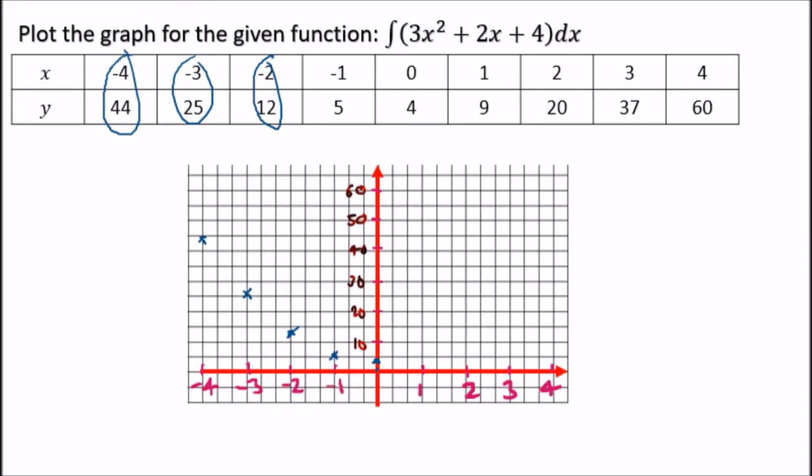Okay, let's keep going. So 1, 9 is around there. This one would be 2, 20, so yep, here, bang in the center, 20. Then 3, 37, so 35 is here, 37 is here, between 35 and 40, and then 60 is right at the top for 4, so here. And that's it.